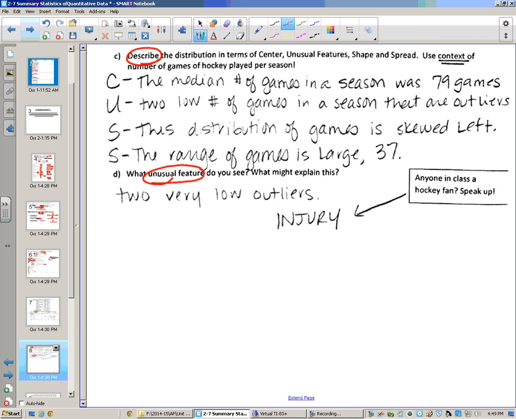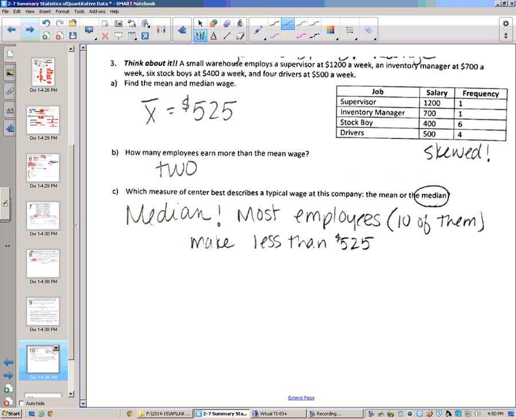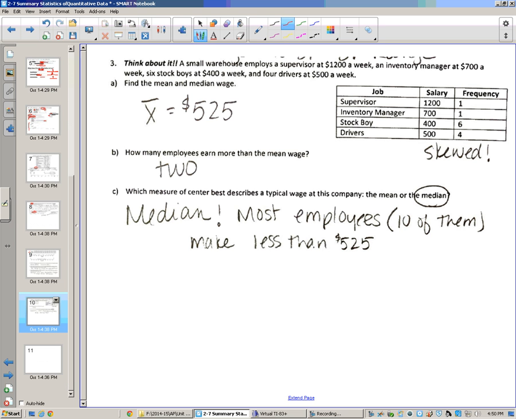Then question 2 is asking you to compare temperatures, talking about the medians of them. You have the lists that you can use, or you can use the graphs. And the last question, again, the answer is up here, is talking about a small warehouse and salaries and whether or not you should use the mean or the median. So what I'd like you to do is please work on those right now, and then you can go back in the video to check your answers. Thank you very much.